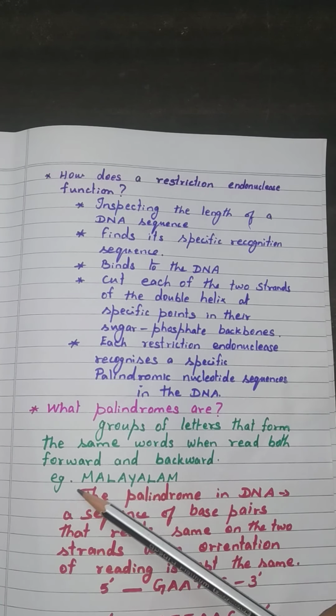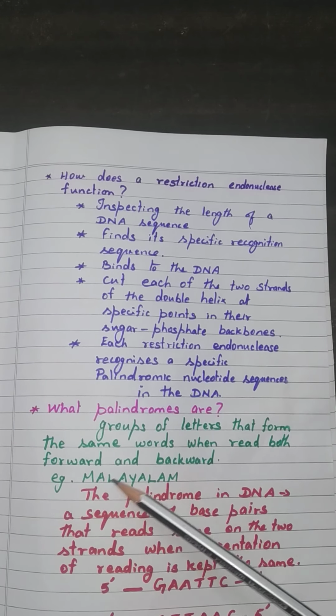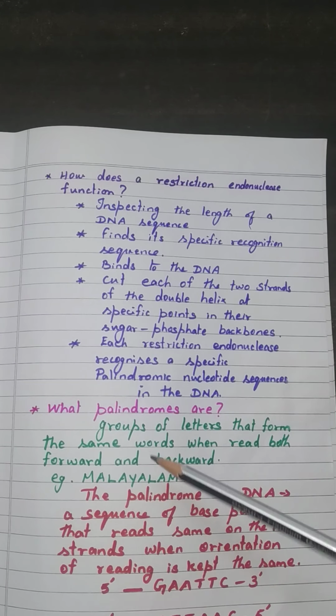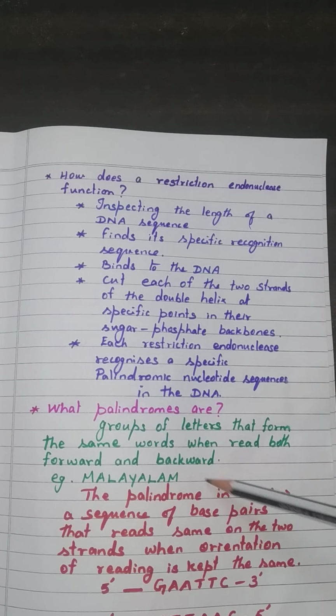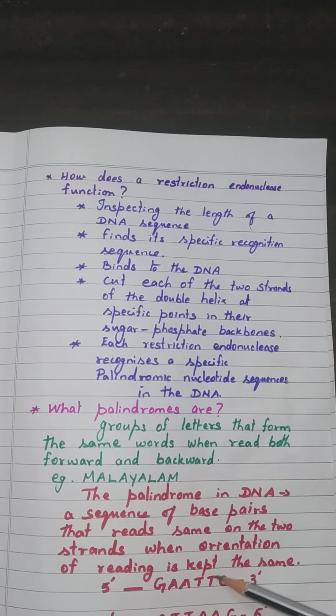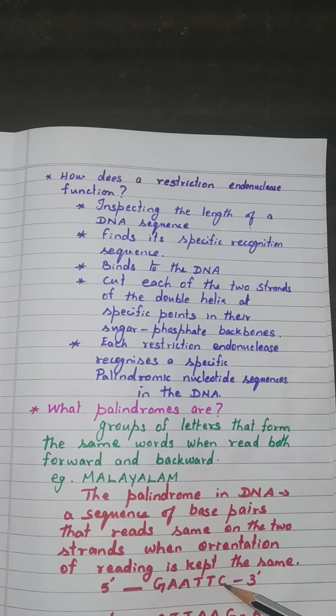Example is Malayalam. See, forward: M-A-L-A-Y-A-L-A-M, Malayalam, and backward: M-A-L-A-Y-A-L-A-M, Malayalam. So this is known as a palindrome. Here also the restriction enzyme recognizes a palindrome sequence in DNA, a sequence of base pairs that reads the same on the 2 strands when the orientation of the reading is kept the same. You see, G-A-A-T-T-C. These are all the nitrogen bases. We are reading it from orientation 5' to 3'. These are the ends of the DNA, 5' end to 3' end.